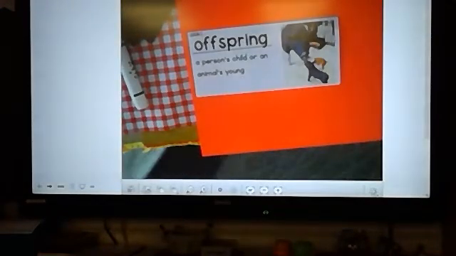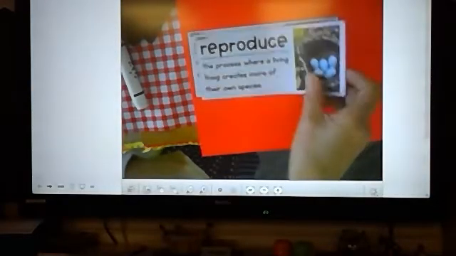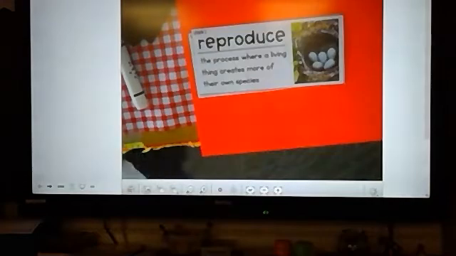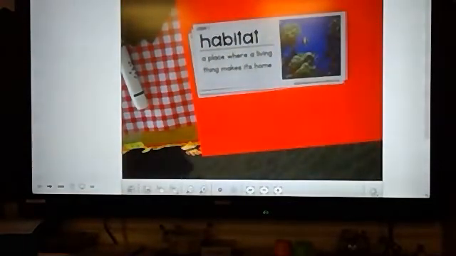And one of the things that we said that living things can do is to reproduce. And to reproduce is the process where a living thing creates more of their own species. And then the last vocabulary word that we talked about yesterday was habitat. And that's a place where a living thing makes its home. But it has to be a suitable habitat, a place where that living thing makes its home and is able to get food and water in or near that habitat.